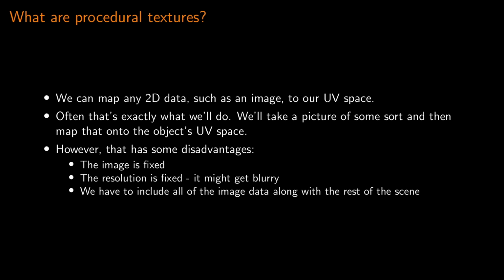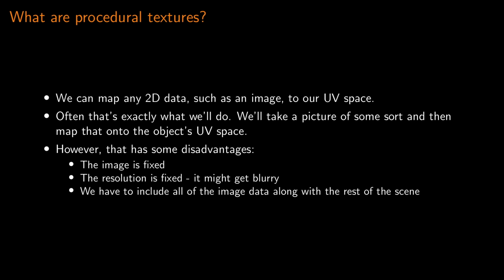And often that's exactly what we'll do. We'll take a picture of some sort and then map that onto the object's UV space in order to give that object some kind of realistic texture. And that picture could be of any form. It could be a wood pattern, or it could be something to represent grass or brick pattern for a wall or something like that. But there are disadvantages to doing textures that way. I mean, in principle, you could do any texture like that.